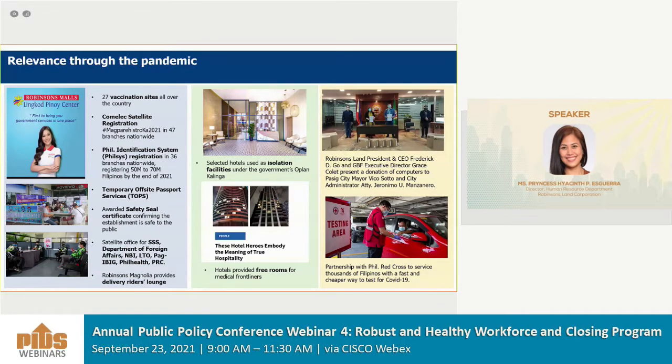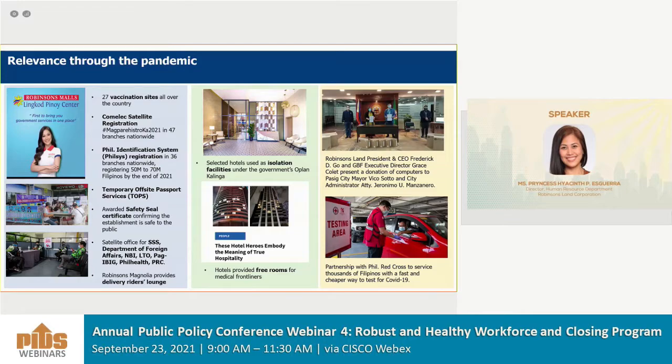Responding to the call that it's not only economic but also social environment, our business has been very relevant throughout the pandemic. Our malls, through the Lingkod Pinoy Center, has partnered with the government in providing 27 to 33 vaccination sites all over the country. The COMELEC satellite registration has been made available in our malls with 47 branches nationwide. Philippine Identification System registration in 36 branches nationwide, registering 50 million to 70 million Filipinos by the end of 2021.